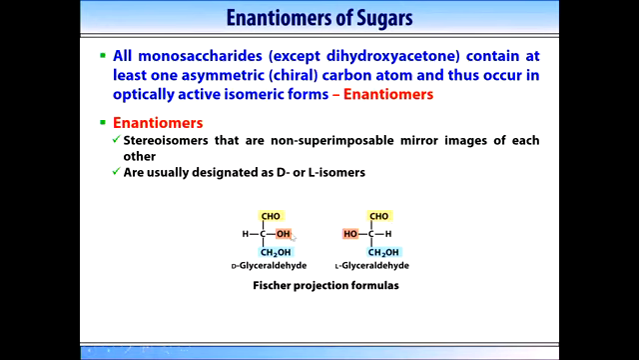So formula-wise, yes, but we haven't taken into account the fact that the carbon in the center here is a tetrahedral carbon, so it's not flat, right? As a result, if we make 3D models of these sugars and try to superimpose them, it won't be possible. So once again, enantiomers are stereoisomers that are not superimposable mirror images of each other.